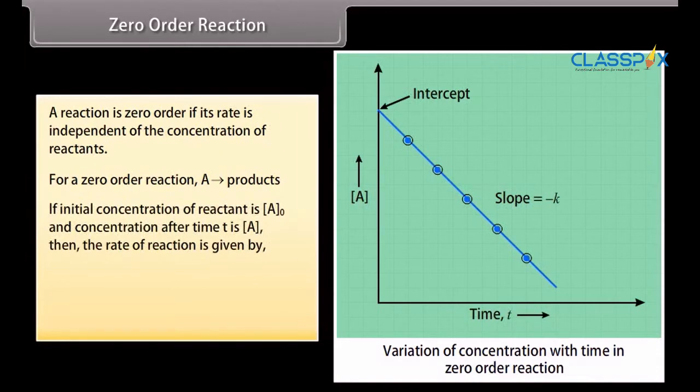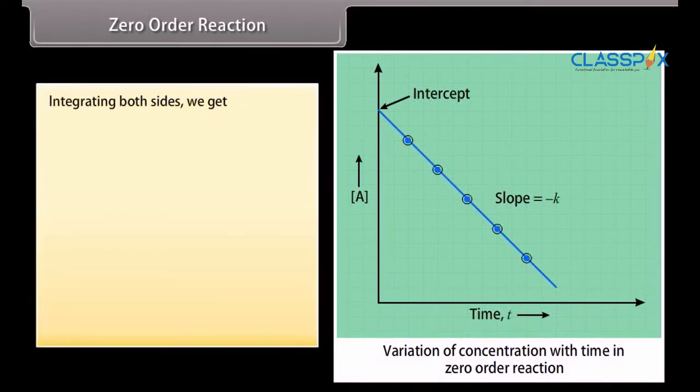If the initial concentration of reactant is A naught, and concentration after time t is A, then the rate of reaction is given by minus dA by dt is equal to the product of K and A raised to the power 0, which is equal to K. It can be written as dA is equal to minus K dt. Integrating both sides, we get A is equal to minus Kt plus C.